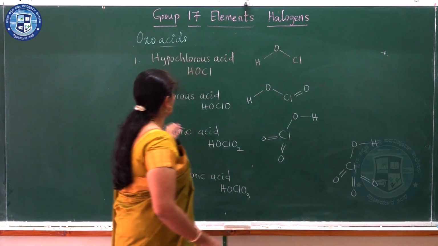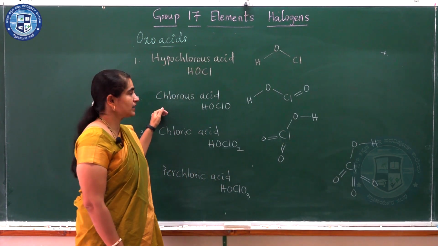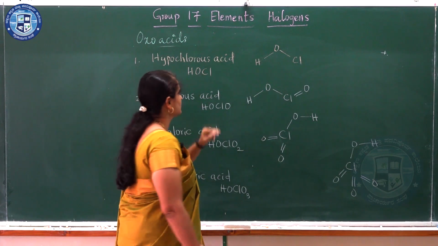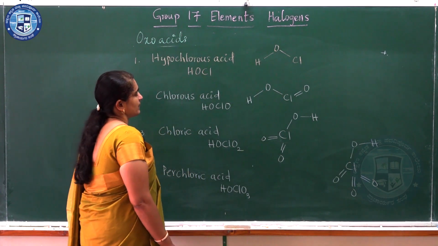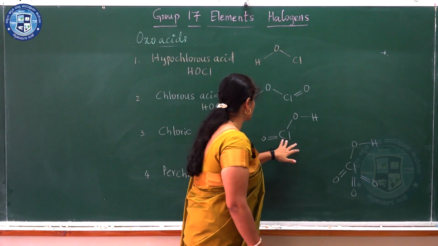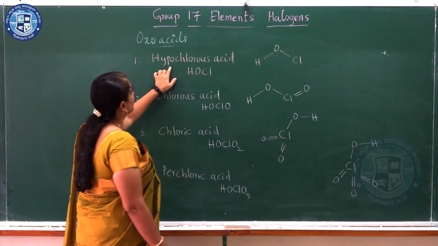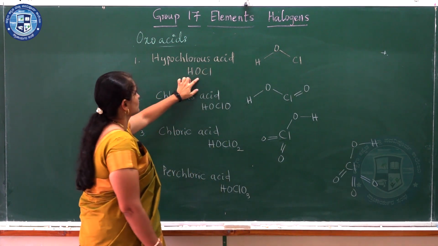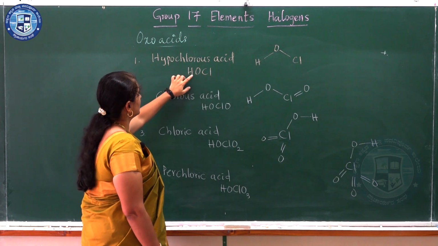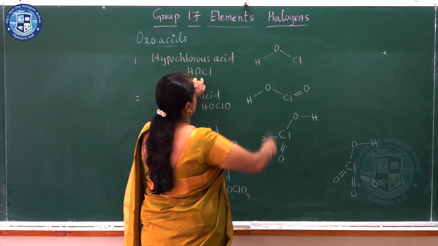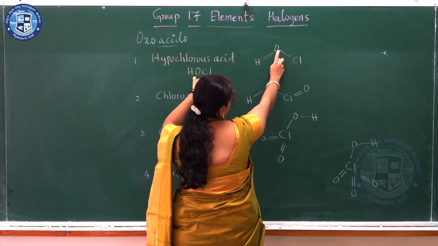Okay students, so I have the equations for you here, equations in the sense, sorry, structures. Now, we shall see these things one by one. I have already drawn this for you over here. See, first one, hypochlorous acid, HOCl. So in this case of hypochlorous acid, the structure is here, oxygen valency 2.